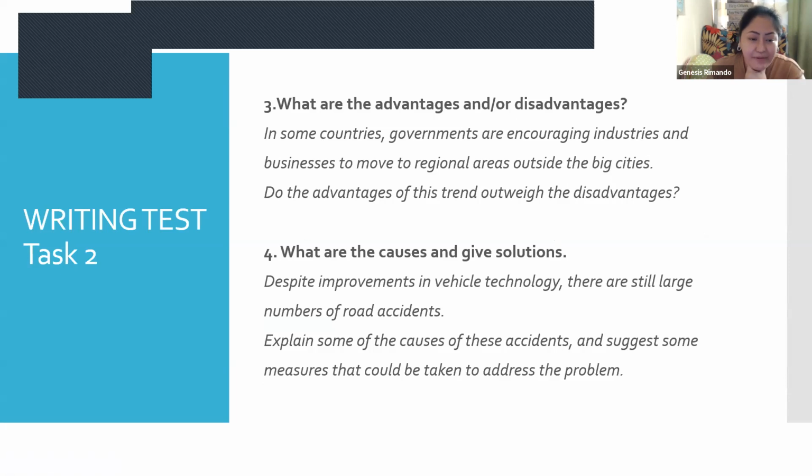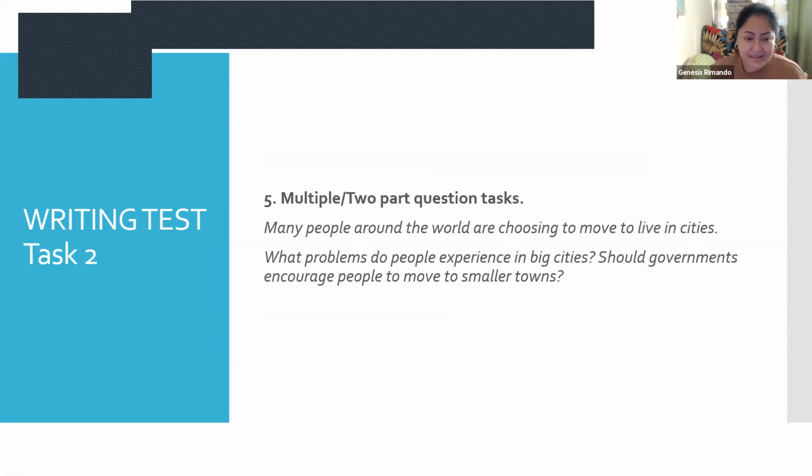The fourth type of essay question is, what are the causes and give solutions? A sample of this question is, despite improvements in vehicle technology, there are still a large number of road accidents. Explain some of the causes of these accidents and suggest some measures that could be taken to address the problem.